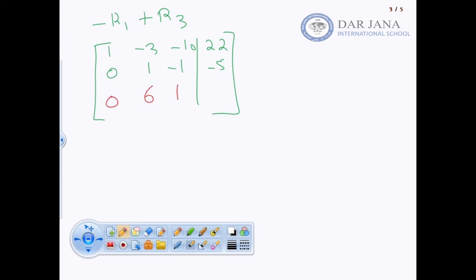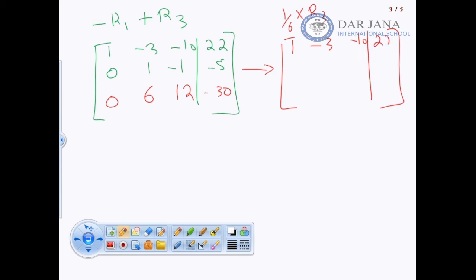Zero, 6, 12, and negative 30. Directly, I'm going to multiply R3 by 1 over 6. So R3 will change only: 1, negative 3, negative 10, and 22. 0, 1, negative 1, negative 5. 0 times 1 over 6 is 0. 6 times 1 over 6 is 6 over 6, which is 1. 12 times 1 over 6 is 12 over 6, 2. Negative 30 times 1 over 6 is negative 5.